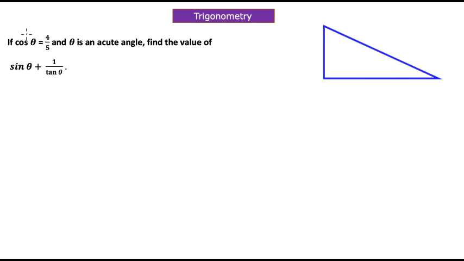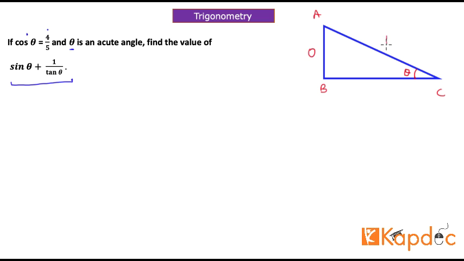So in this problem, we have been given that if cosine of theta is 4 over 5 and theta is an acute angle, what is the value of this expression? Sine theta plus 1 over tan theta. Okay, so take a look at this diagram. We say that I have a triangle A, B and C. Okay, in this triangle I'm defining this is my angle theta. So based on that value of theta, this will be opposite. Of course, this is hypotenuse and this will be adjacent.